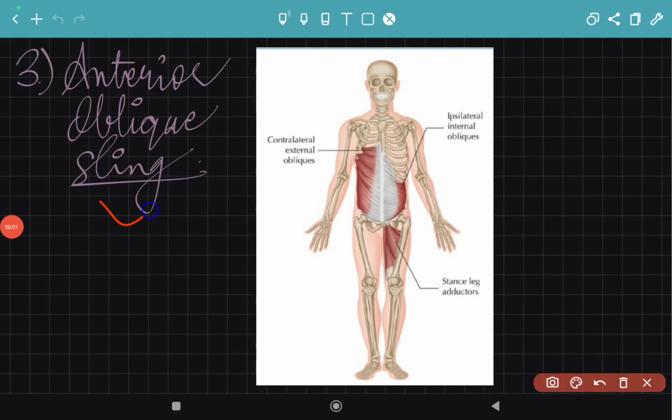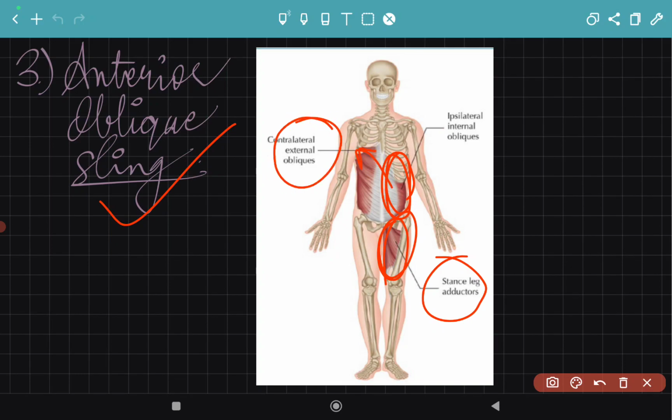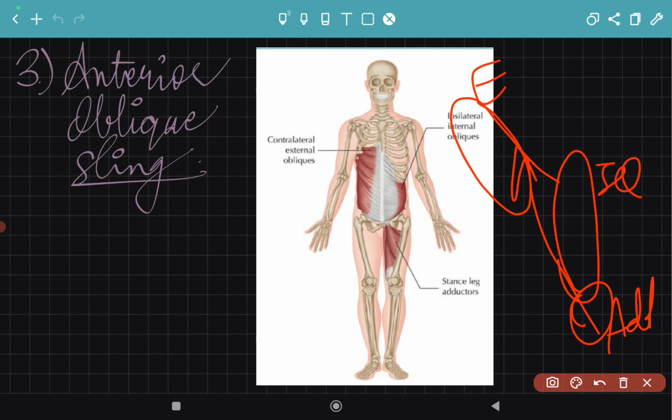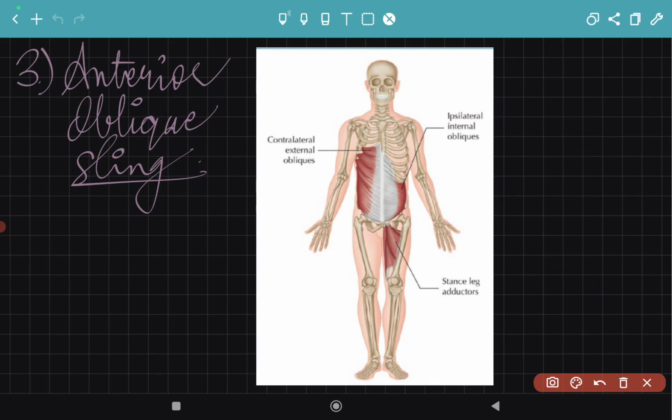So now comes the anterior oblique sling, which is formed by stance leg or weight bearing leg adductors and the same side internal obliques and the opposite side external obliques. So it goes this way. Adductors of the same side, then the same side internal obliques, and this side opposite side external oblique. So let's see in detail.